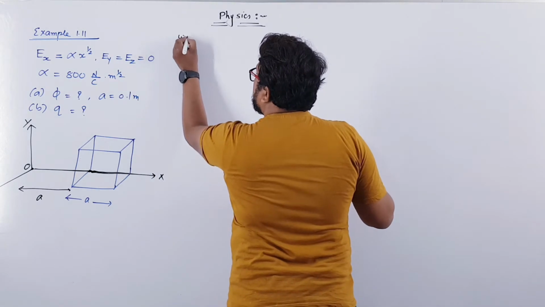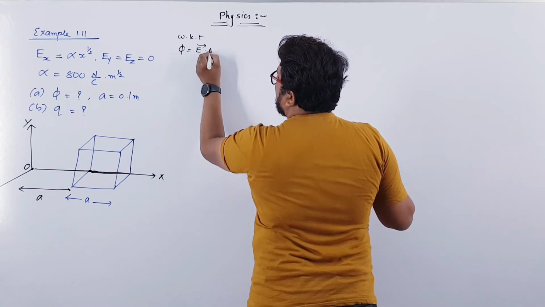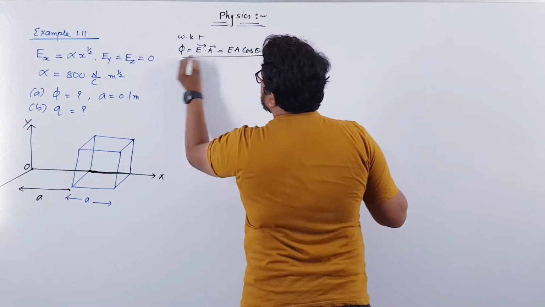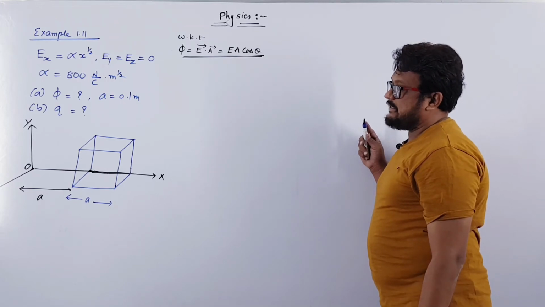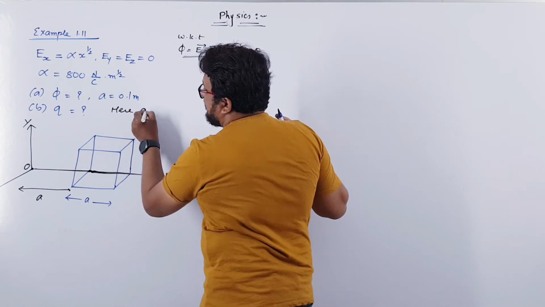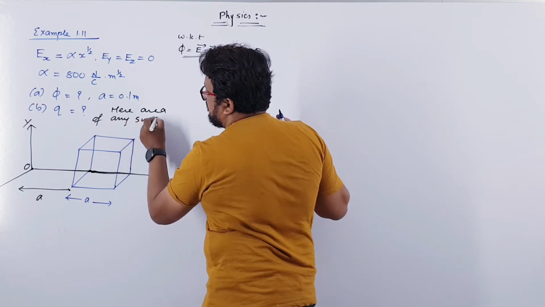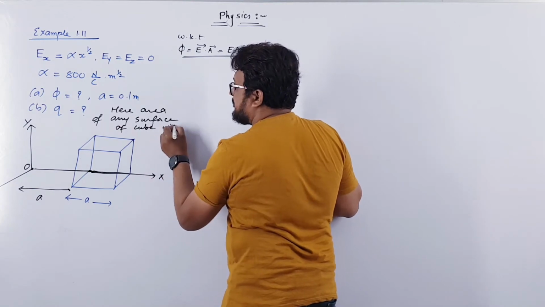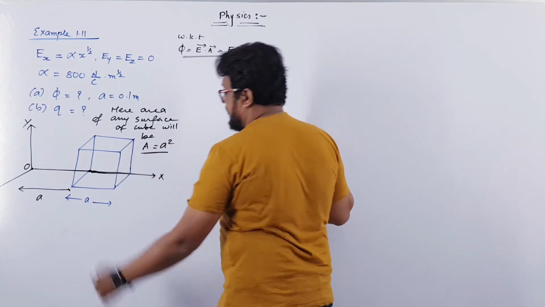Now here we know that the formula for flux is E dot A, and that is equal to EA cos theta, right? We already discussed that. Flux phi is equal to vector E dot vector A, which is equal to EA cos theta. Here the side is given as A. So the area of any surface or side of the cube will be A into A, which is A square. This will be the area, right?